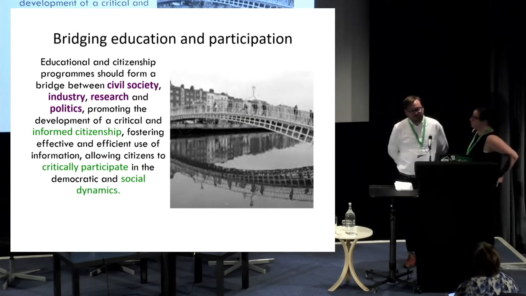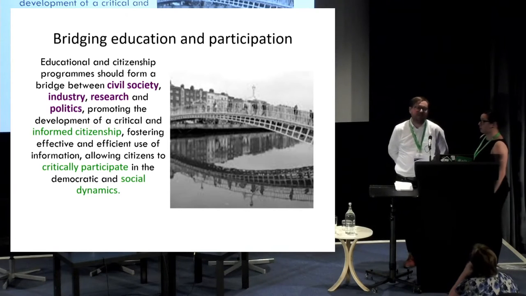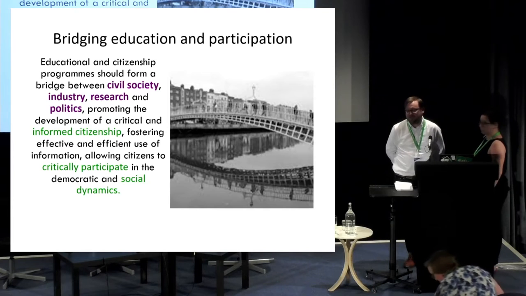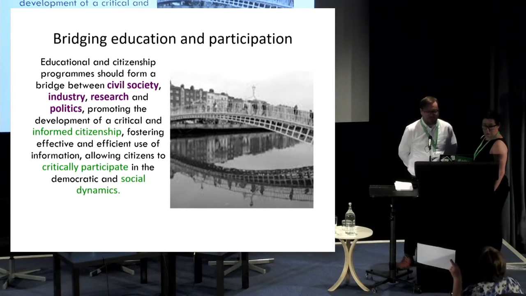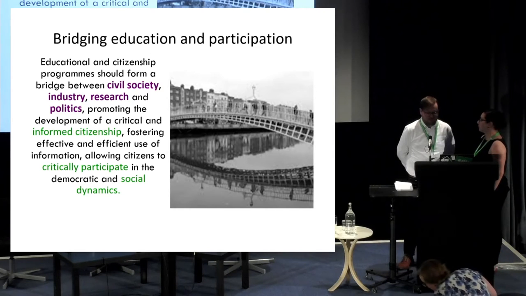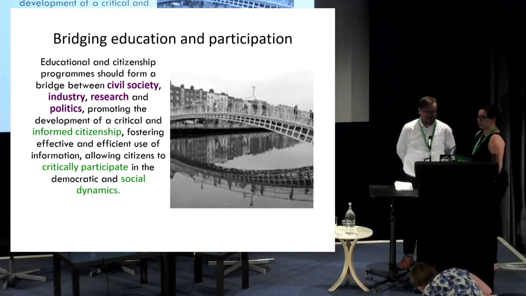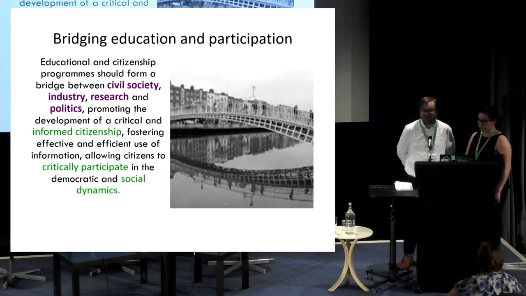So in order to bridge education and participation and really take advantage of the opening of government information, we need to form a bridge between civil society, industry, research and politics, promoting development of a critical and informed citizenship, fostering effective and efficient use of information, allowing citizens to critically participate in democratic and social dynamics.